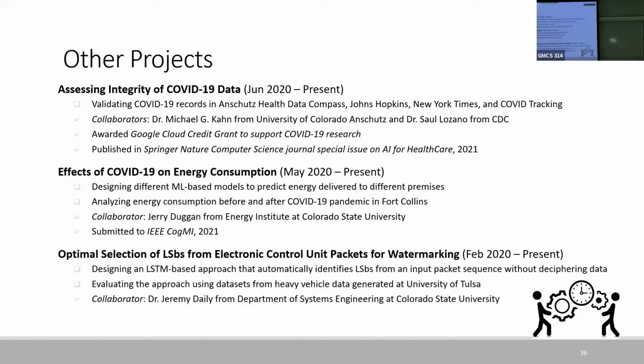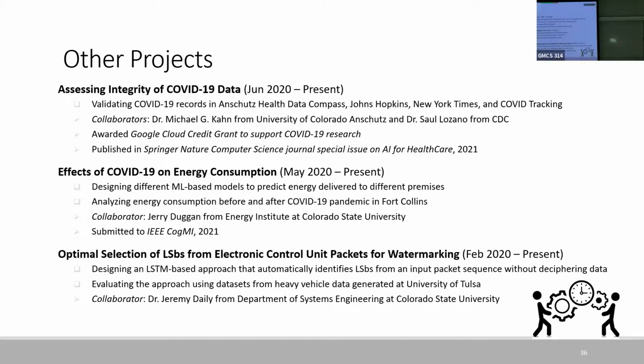These are some of the other projects that we are currently working on. The first one is assessing the integrity of COVID-19 data. This is an ongoing project. We already published a paper in the Nature Computer Science Journal, and we are still working with our collaborators at the Health Data Compass to find more interesting patterns in the data.